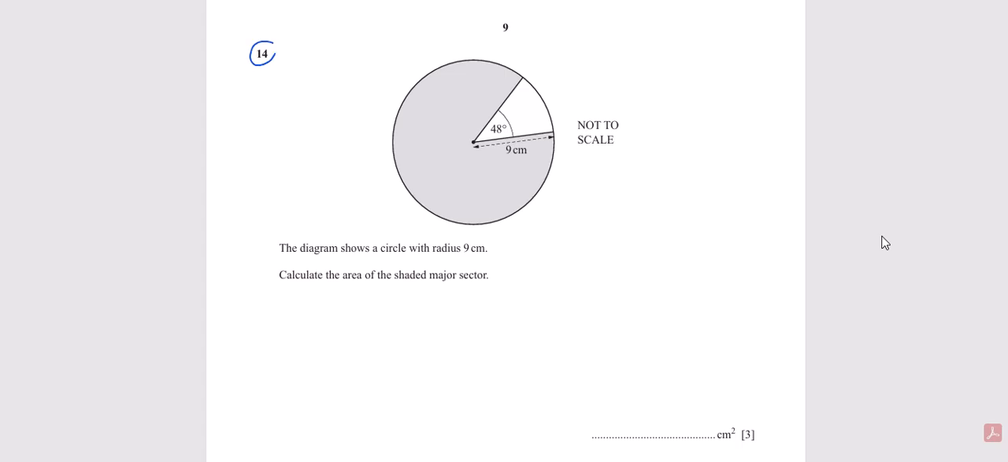Question number 14. The diagram shows a circle with radius 9 centimeter. Calculate the area of the shaded major sector. We need to find this major sector. Find this one.